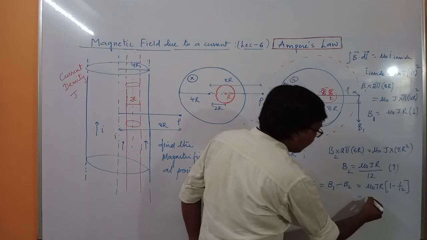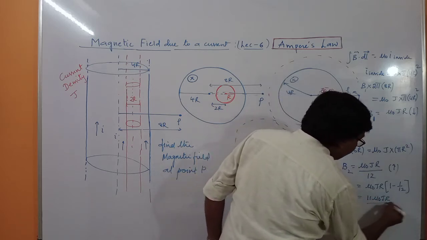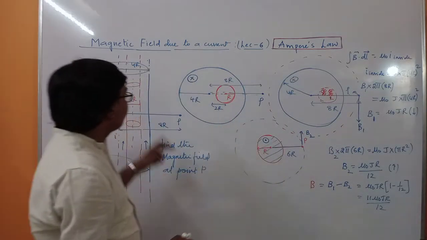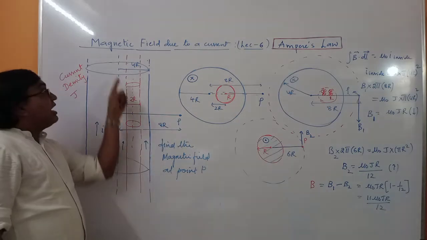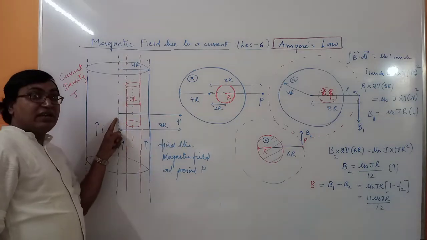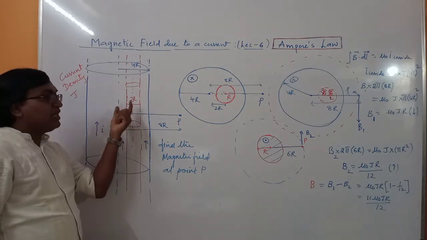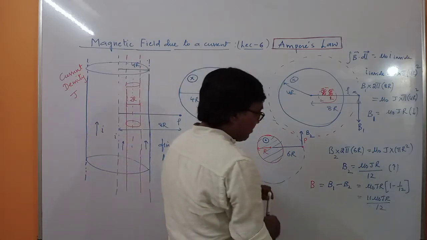So that is 11. So 11 mu naught Jr divided by 12. This is the magnetic field at a point P, which is at a distance of 8r from the axis of this cylinder, where this cylinder has a cavity of width 2r. Okay? Yes. So this is the magnetic field.